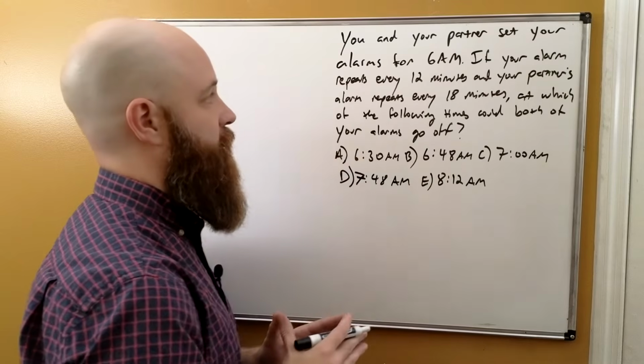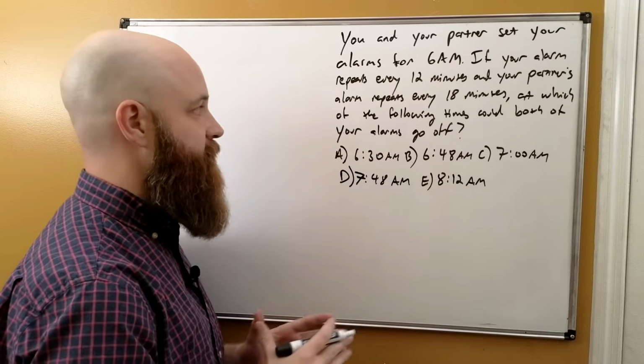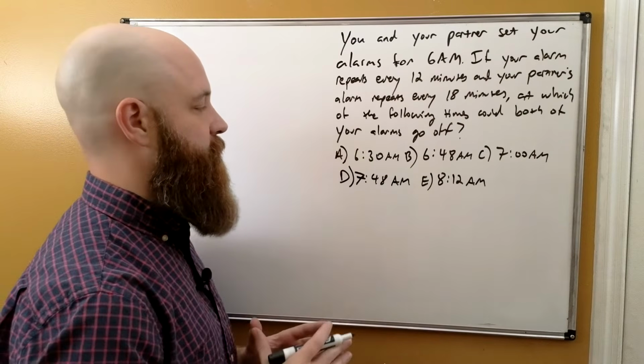You and your partner set your alarms for 6 a.m. If your alarm repeats every 12 minutes and your partner's alarm repeats every 18 minutes, at which of the following times could both of your alarms go off?